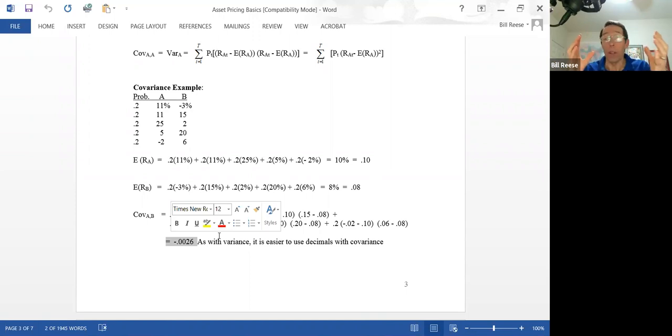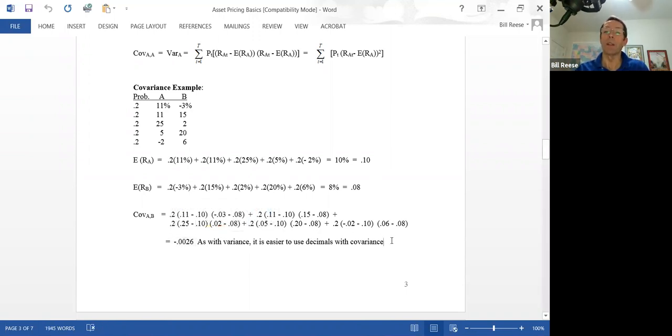They don't do it all the time, as we saw, but that is the tendency, to move in opposite directions of each other. Now, just like what we saw with variance, we will generally use decimals to measure covariance, to record covariance, to talk about it. It's not wrong to say it is negative 0.26%, but it's typically not done that way.